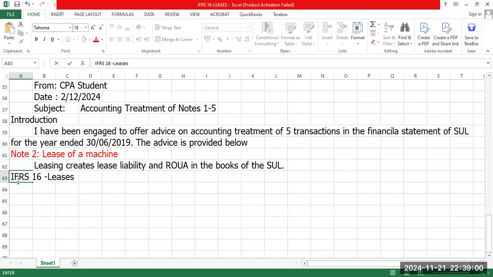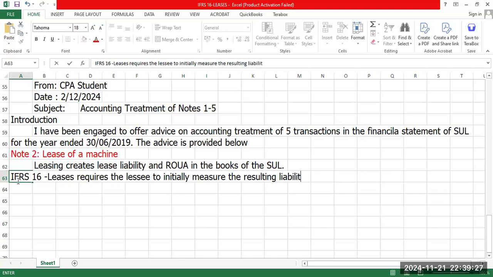IFRS 16, which is about leases, requires the lessee to initially measure the resulting liability. Initially we said that we recognize lease liability at what? At its present value.